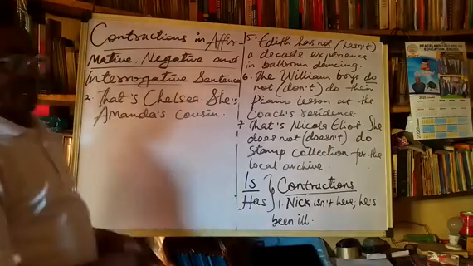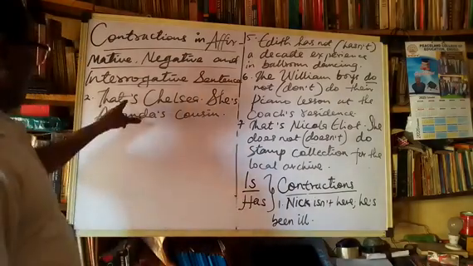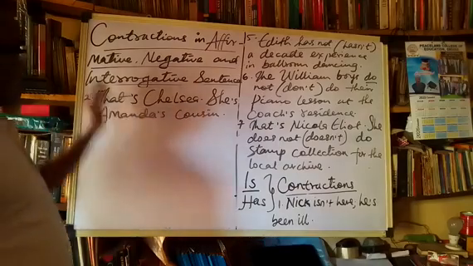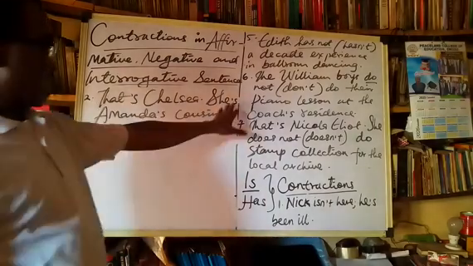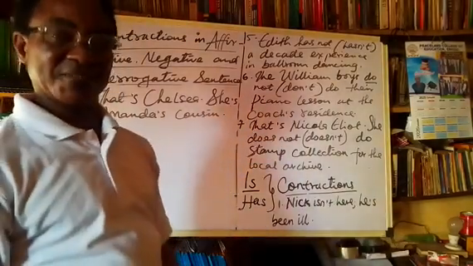So let us take a look at other such examples. This second sentence says, Chelsea, she's Amanda's cousin. The apostrophe and s here means is. The contraction stands for she is.